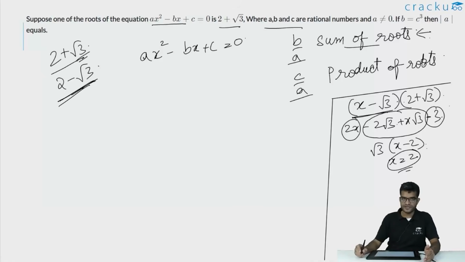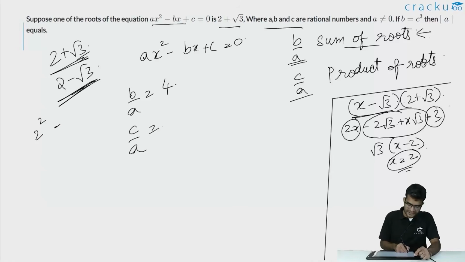Now if one root is 2 plus square root of 3 and the other root is 2 minus square root of 3, what is the sum of the roots? The sum of the roots, which is b by a, is equal to 4. And what is the product of the roots? That is c by a. That will be equal to the product of (2 plus square root of 3) into (2 minus square root of 3), which is equal to 2 square minus square root of 3 whole square, which is 4 minus 3, which is equal to 1.